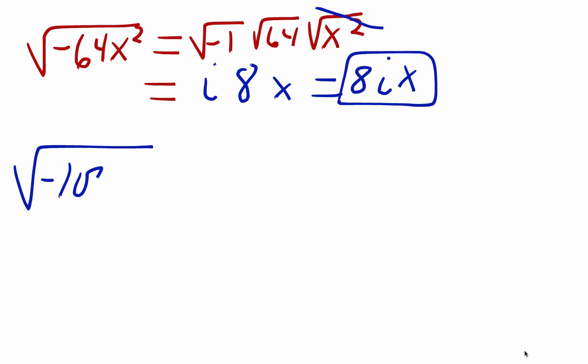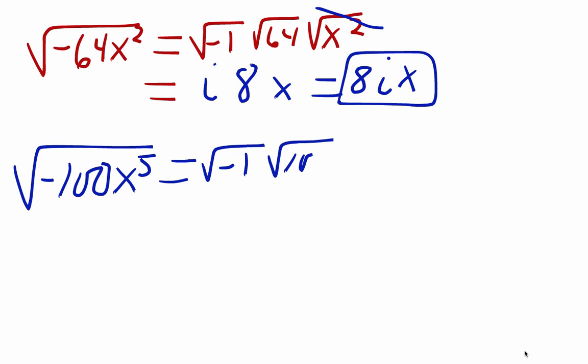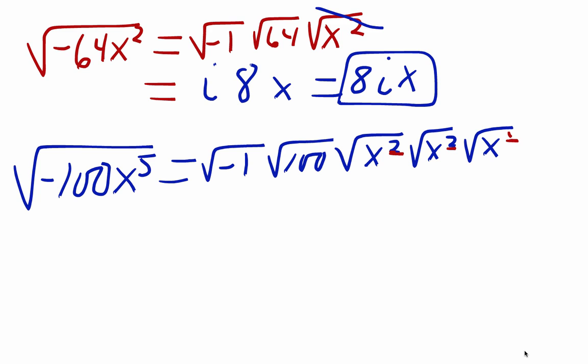Let's see, we have the square root of negative 100, x to the 5th. So that's the square root of negative 1, the square root of 100. Now we're going to break up x to the 5th into a bunch of x squares. So we're trying to find out how many x squares there are in x to the 5th. Well, there would be x squared, x squared, and x, because the 2, this 2, and there's a 1 up there, all add up to 5. So that's how we get x squared, x squared, x to the first.